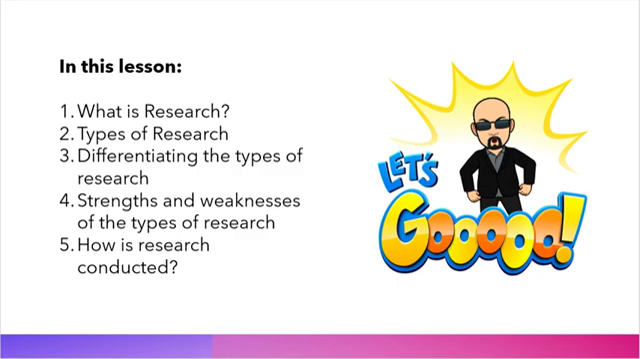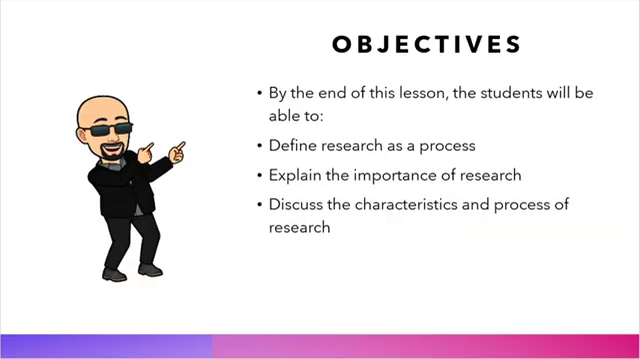Finally, we will also give you a general idea as to the research process, thus answering the question, how is research conducted? So from this lesson, we aim to achieve the following objectives. First is to define research as a process. Second, the ability to explain the importance of research. And finally, to be able to discuss the characteristics and process of research.